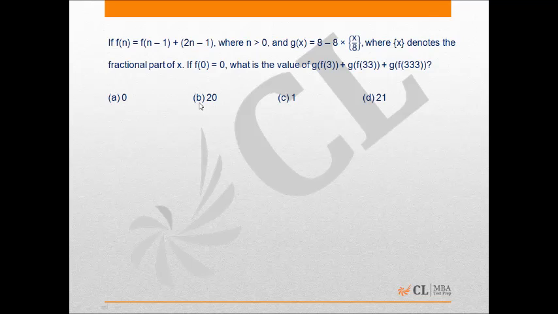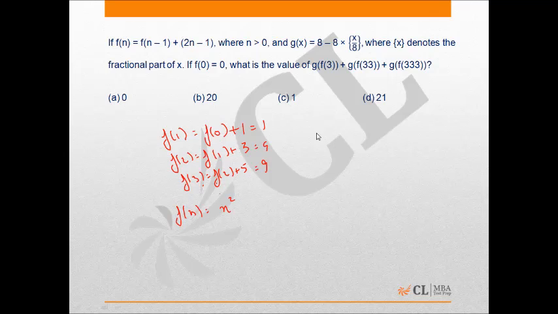Two things to note. First, f(n) is given as f(n-1) + 2n - 1, and we have f(0) = 0. Combining the two, I can state f(1) = f(0) + 1, which is 1. f(2) = f(1) + 3, which is 4. f(3) = f(2) + 5, which is 9, and so on. So I am getting a trend wherein f(n) is actually nothing but n squared.